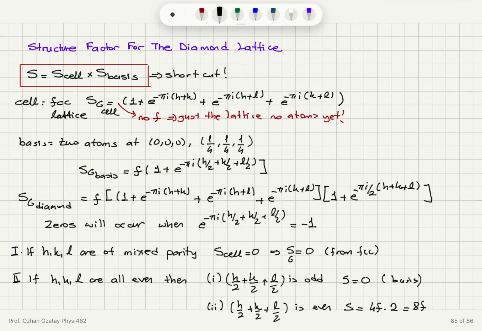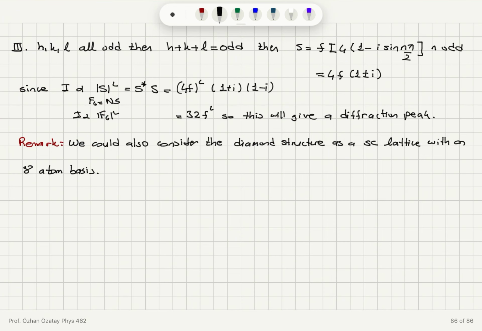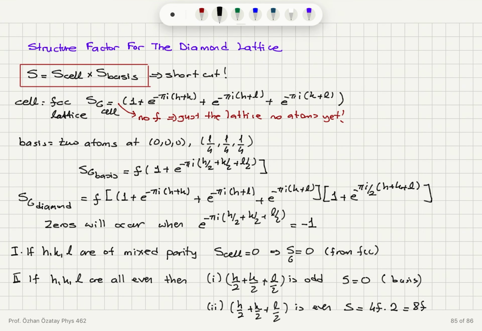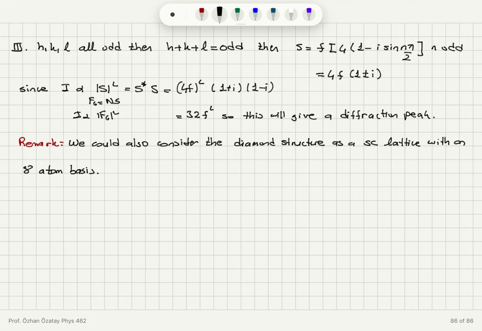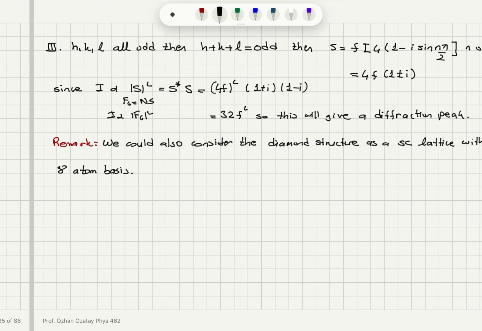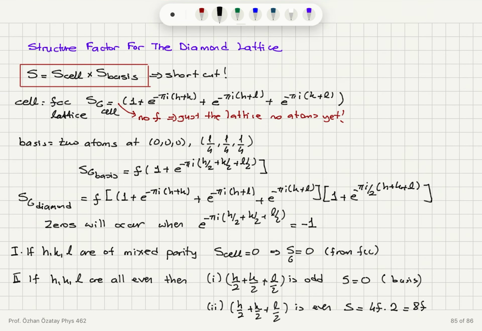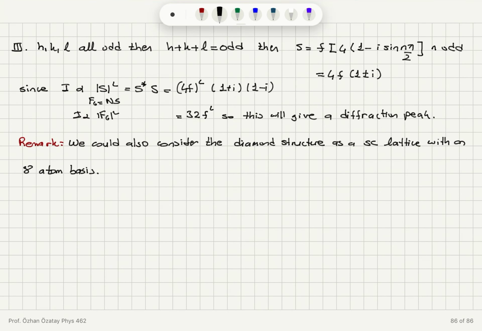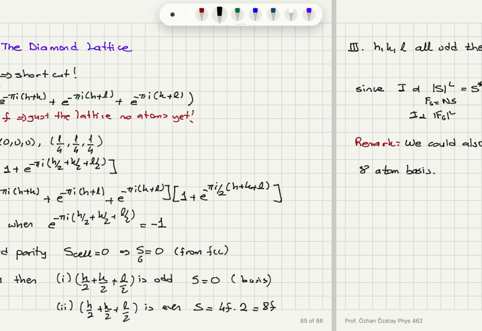So as a final remark, we can say that we could talk about the diamond structure as a simple cubic lattice with 8 atoms in the basis. So that's another way to look at it. So I leave that to you as an exercise. So there are two ways to look at the diamond lattice. We can see the underlying lattice is FCC, and then we can talk about a 2-atom basis, or we can see the underlying lattice is simple cubic with an 8-atom basis.